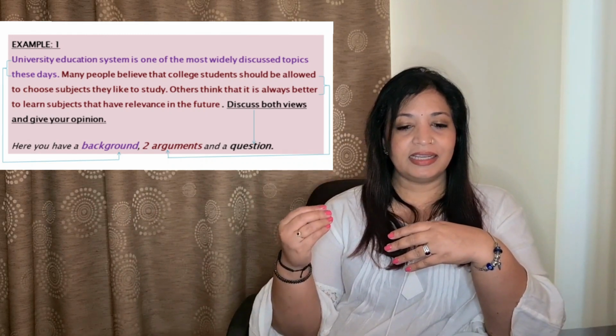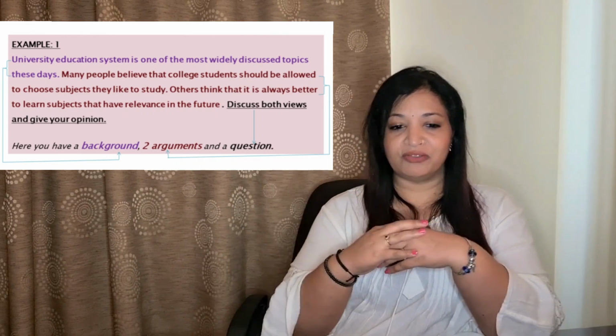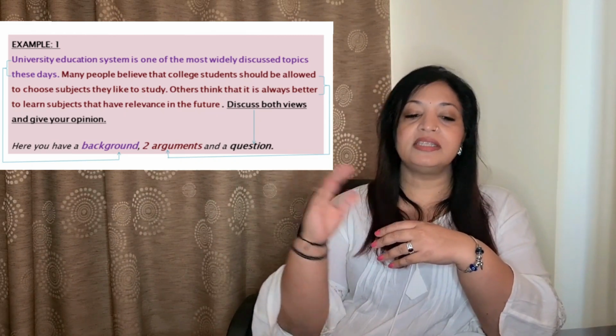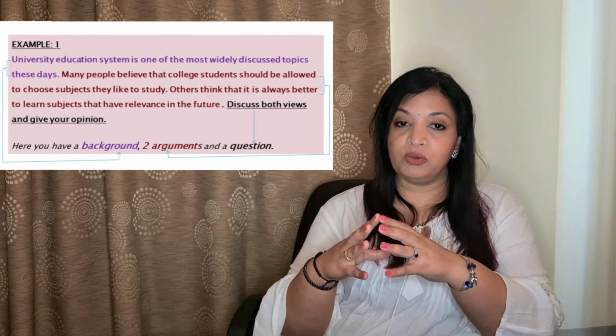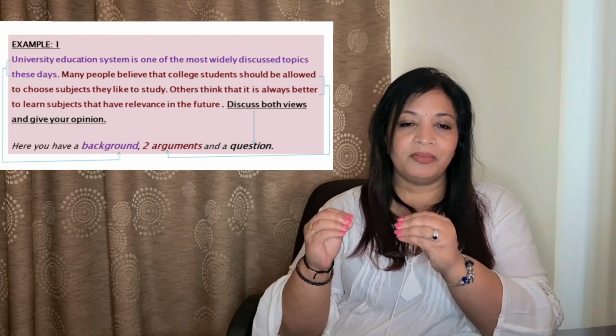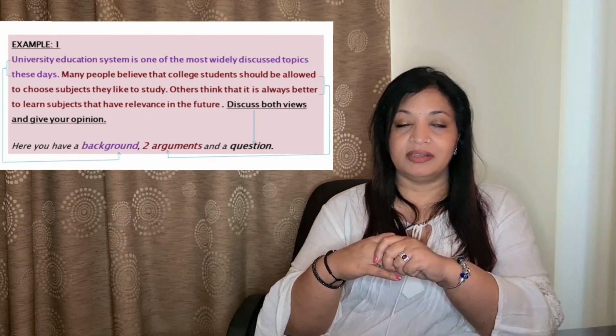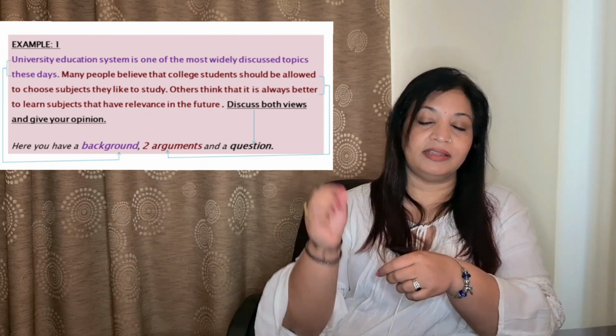They say that it should not be according to the taste and interest of the students. It should be according to the relevance that it has in the future. So study subjects which have some relevance in the future. That's what they say. Discuss both views and give your opinion. That's the real question. So in this question, they ask you to discuss both views and give your opinion. So that's the first example.